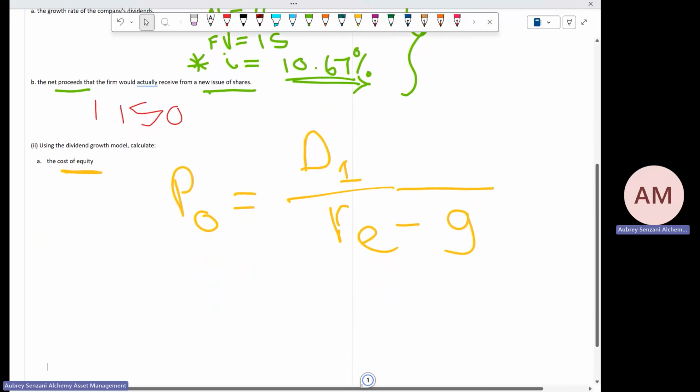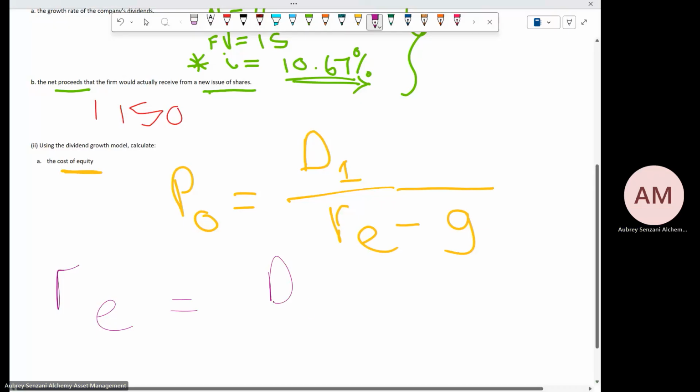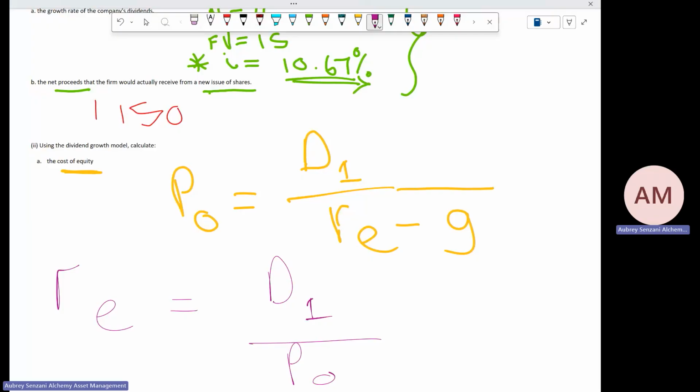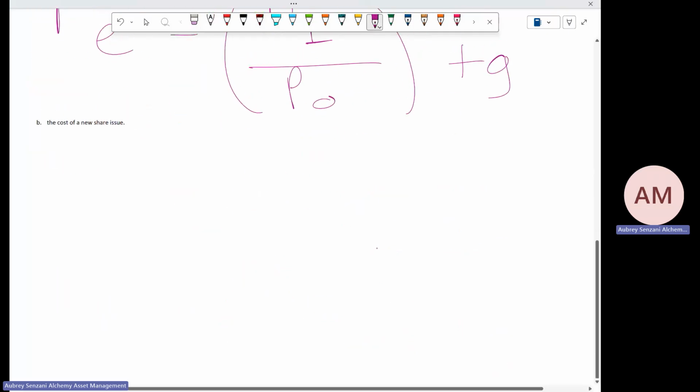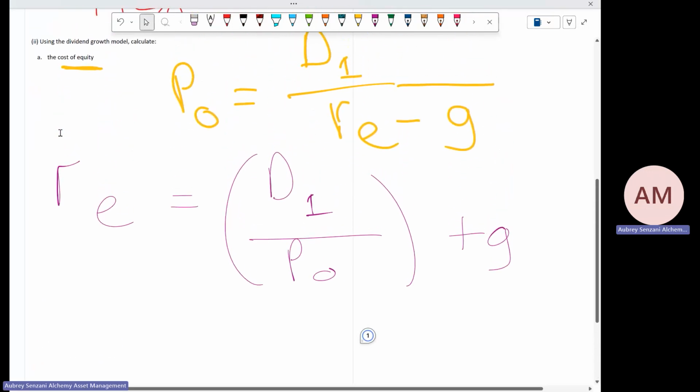So we want this formula. RE is equals to what? What did we say? We said D1 divided by P0. And this time we said plus G, right? I believe that should be in brackets. So let's work it out. What is our cost of equity? What is the interest rate that we are paying for the equity capital financing?